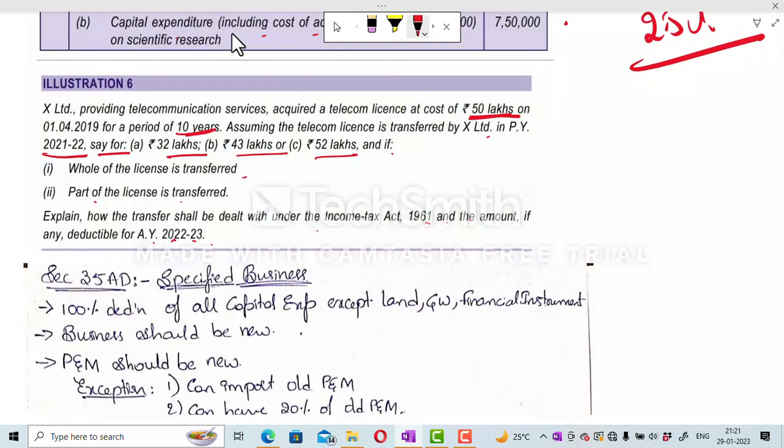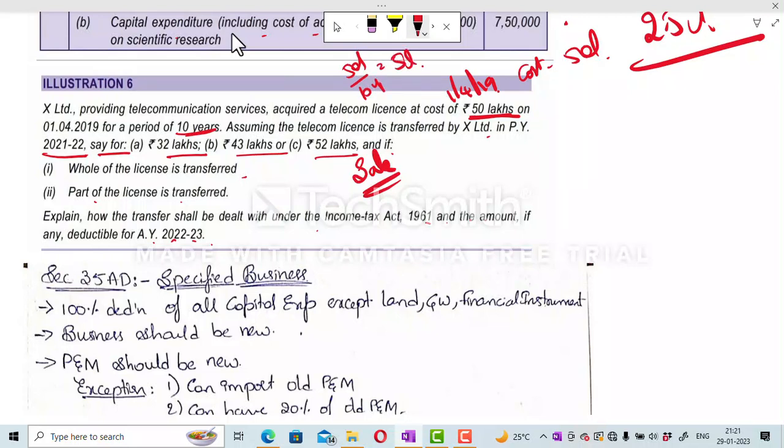See, I did not explain this concept to you earlier because we will anyway discuss it here. So in case of any sale, how should we treat that license? First, we should calculate WDV. They did not give that. So the cost is 50 lakhs from 1/4/19. From now up to 10 years, we need to take the deduction. So 50 lakhs by 10 years means 5 lakhs.